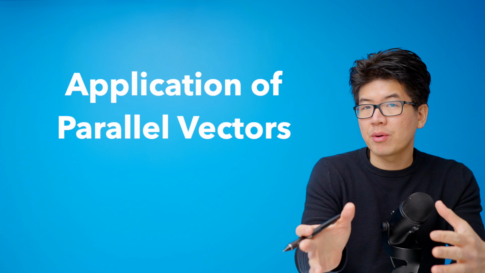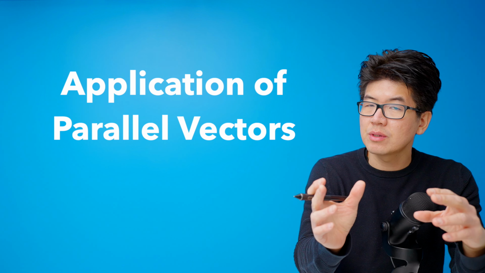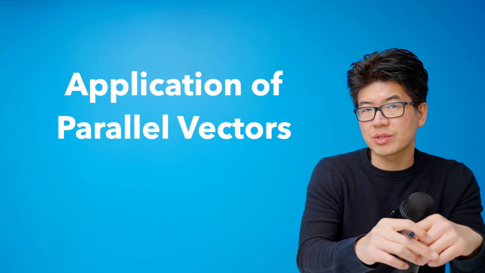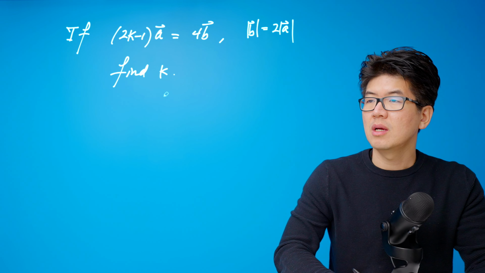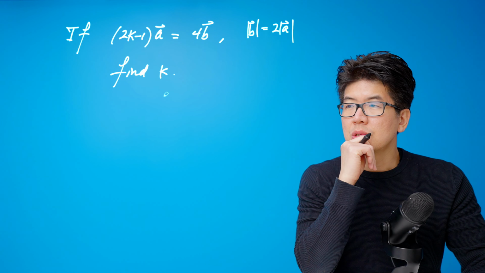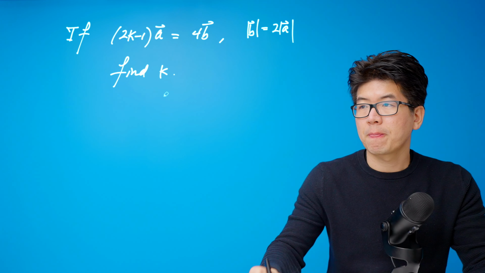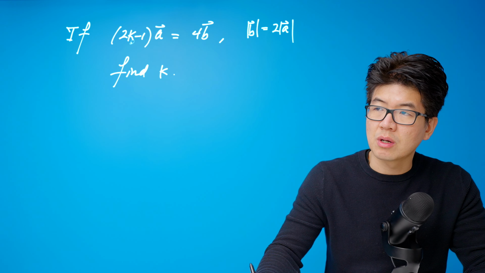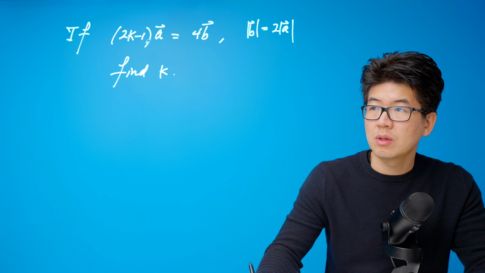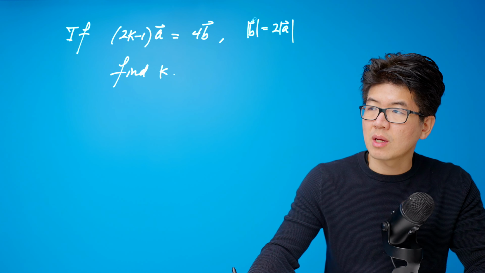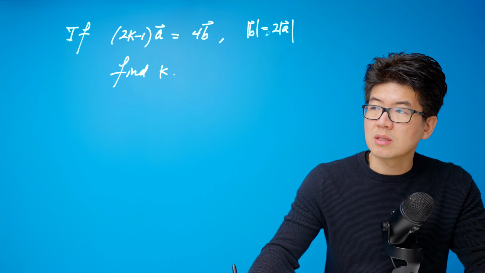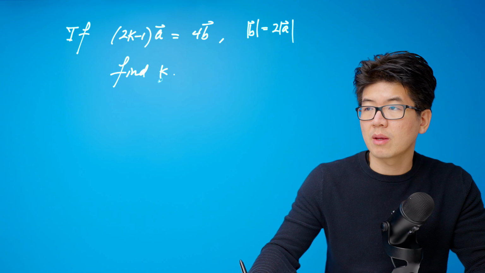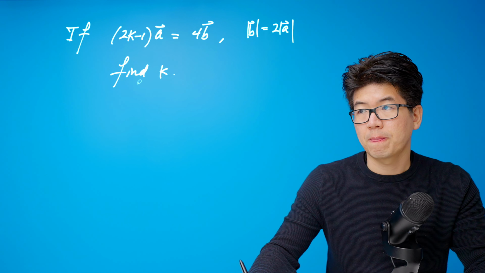Hey, let's do an application of parallel vectors, or vectors that have the same direction. Okay, here it is. This looks really confusing, right? We have (2k minus 1) times a equals 4b, where k here is not a vector, it's just a constant numerical value. Given that the magnitude of b is double the magnitude of a, what's k?